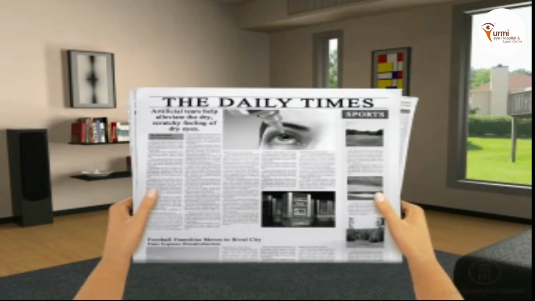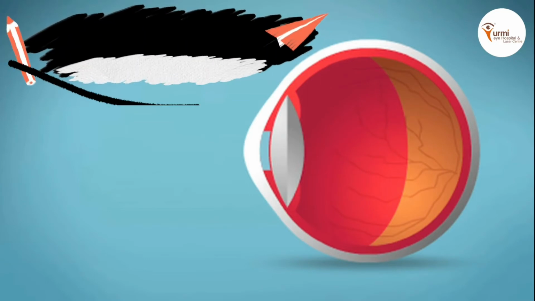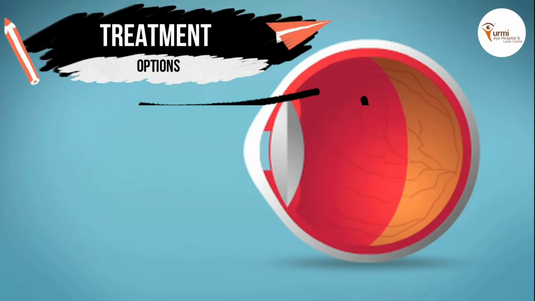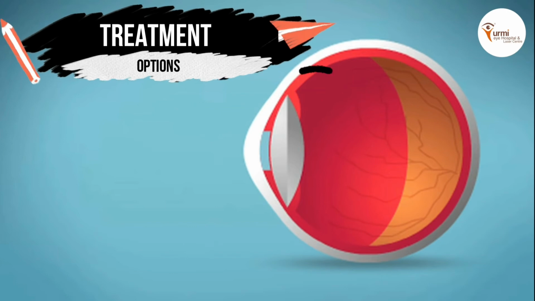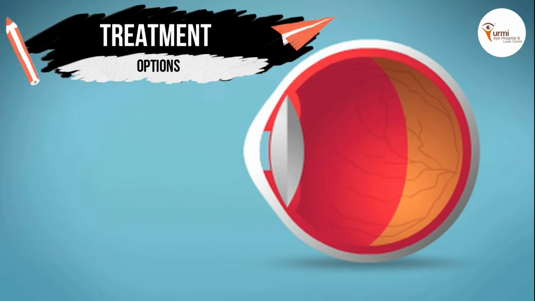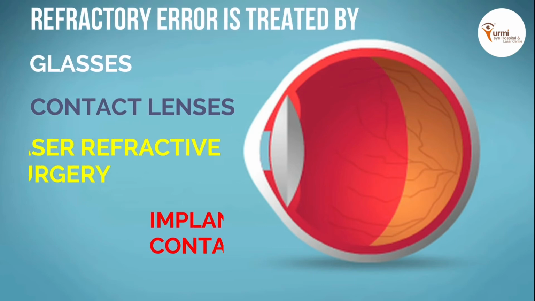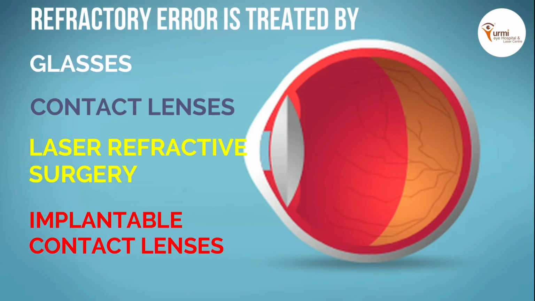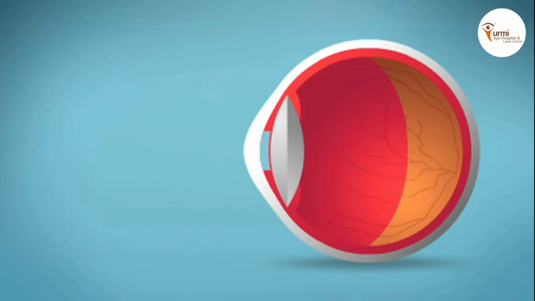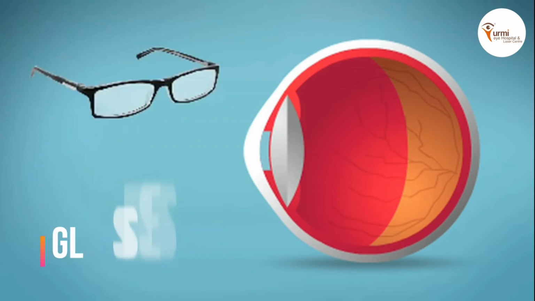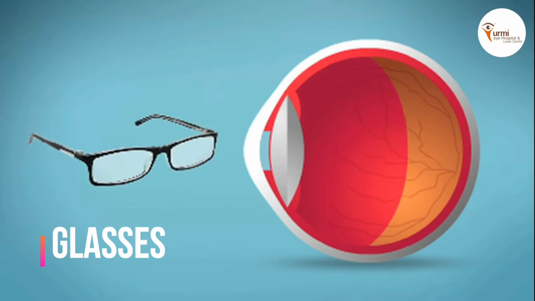Now let us understand the treatment part. What are the options available? For correcting the refractive error, we have glasses, contact lenses, laser refractive surgery, and implantable contact lenses. The glasses which are traditionally prescribed are the gold standard, the oldest method of treating refractive error, particularly for the child age group and teenagers.